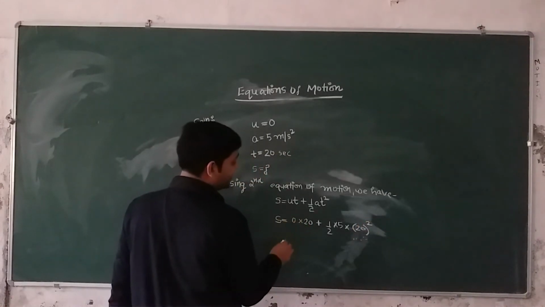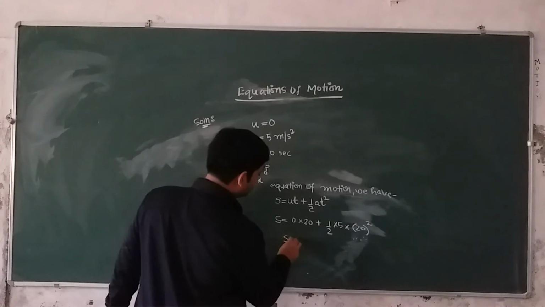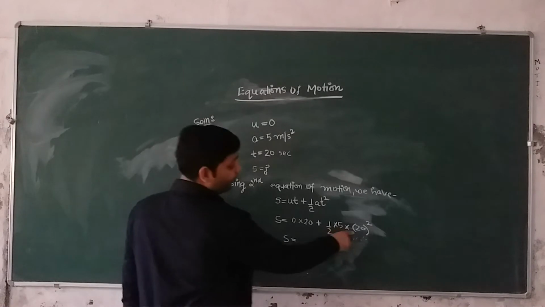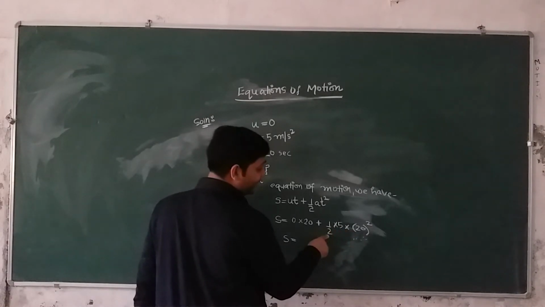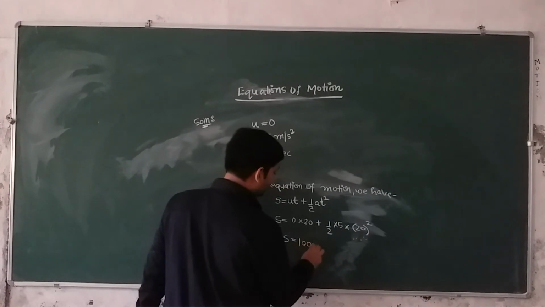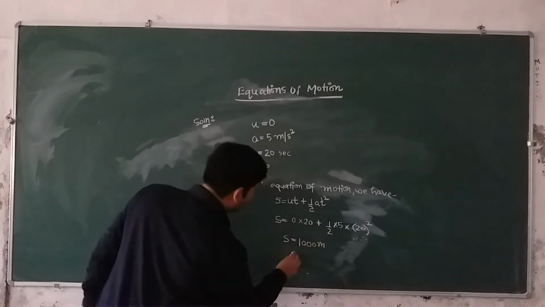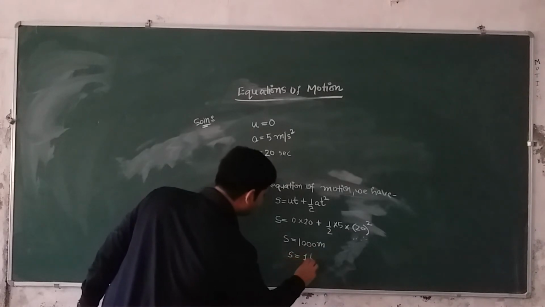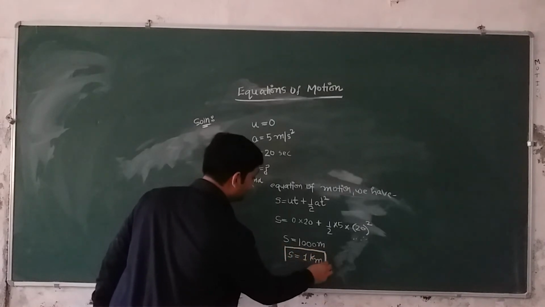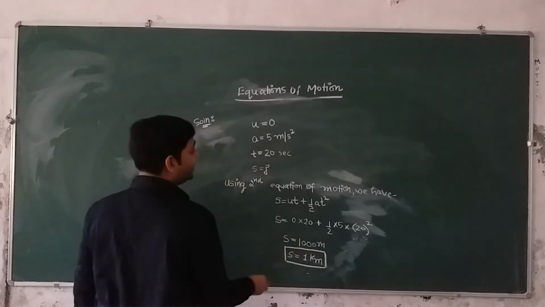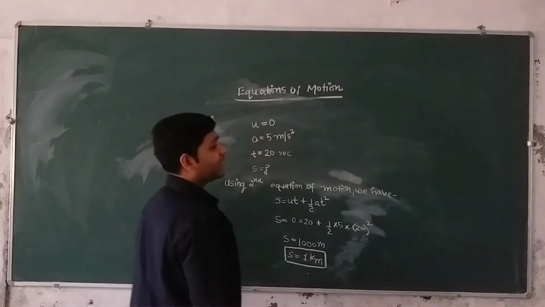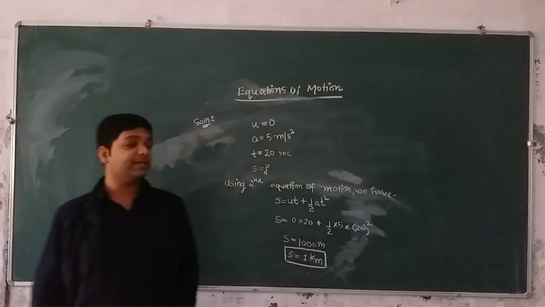So this thing becomes 0, 0 into 20 is 0. So s will be equal to, this 20 square becomes 400, 400 divided by 2 becomes 200, 200 multiplied by 5 becomes 1000 meters. Or you can say s is equal to 1 kilometer. So the car covers a distance of 1 kilometer in 20 seconds if it starts from rest and moves with a constant acceleration of 5 meter per second square.